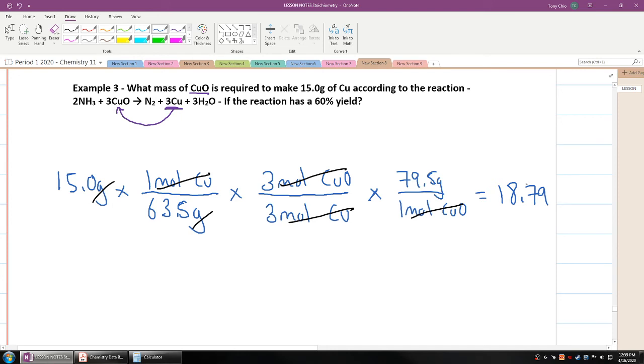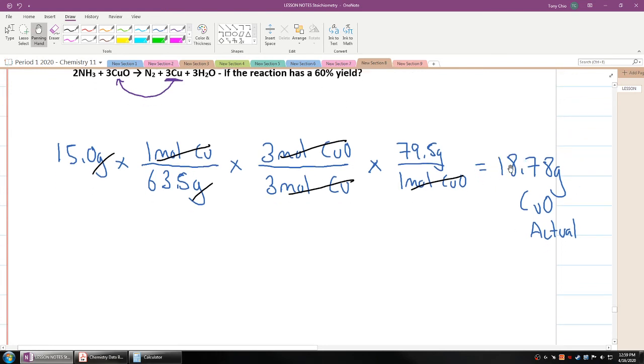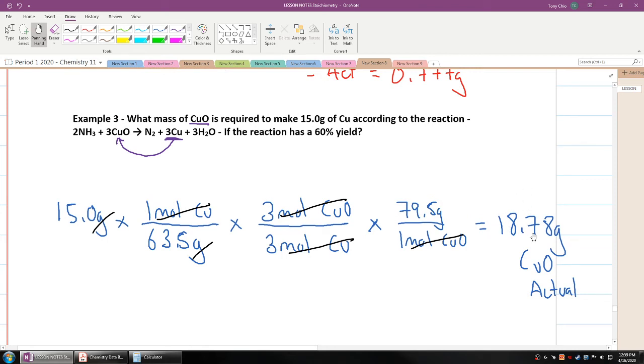18.78. Oops, that should be an 8. 18.78 grams. And so this should be the mass of CuO that I'm going to actually need. But I'm actually going to need a bit more than that because my yield is only 60%. So in this case, what this means is if my reaction was 100% yield, I would need just 18.78 grams of CuO to create 15 grams of copper. But because my yield is 60%, I actually will need more than 18.78 grams.